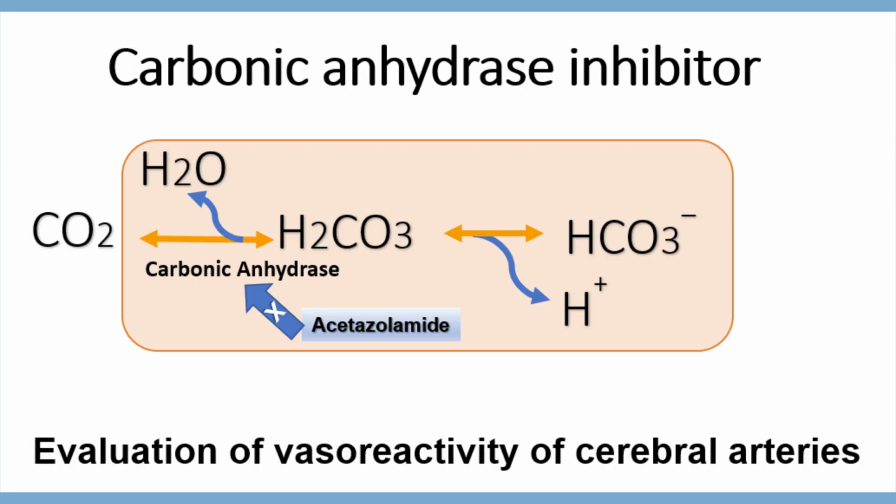When the carbonic anhydrase inhibitor acetazolamide is administered, the pathway by which carbon dioxide gas is exhaled from brain tissue to the blood and then to the outside of the body through the lungs is disrupted. As a result, the partial pressure of carbon dioxide increases, causing cerebral blood vessels to dilate and cerebral blood flow to increase.